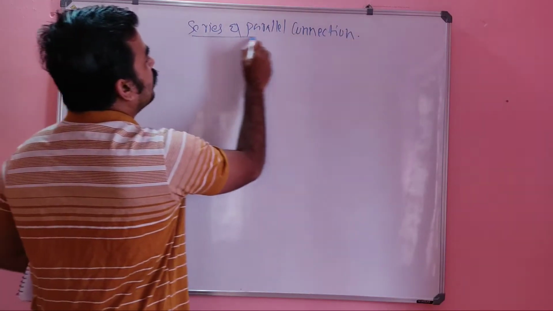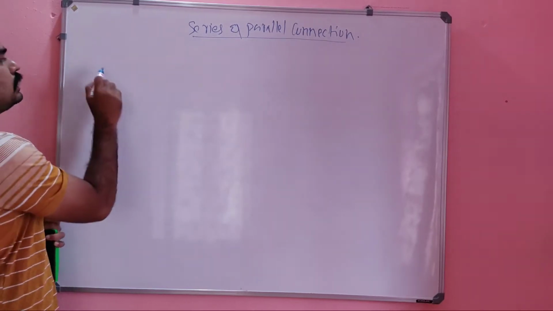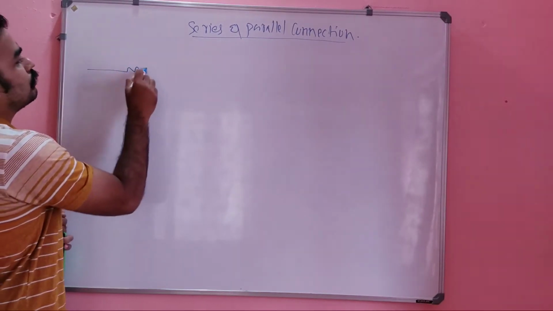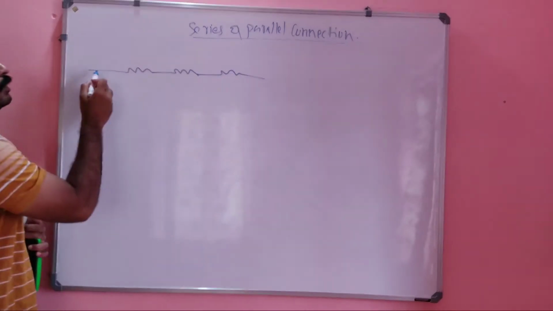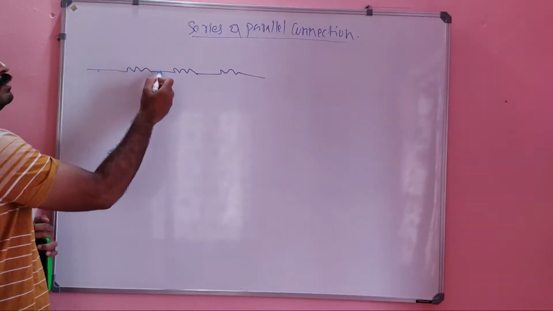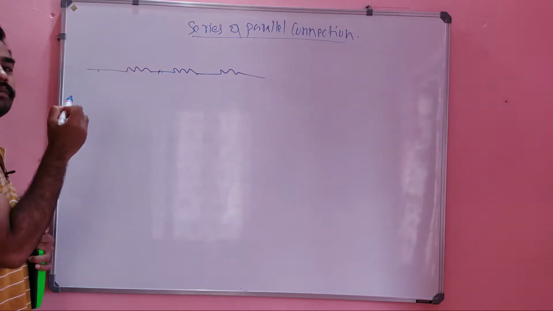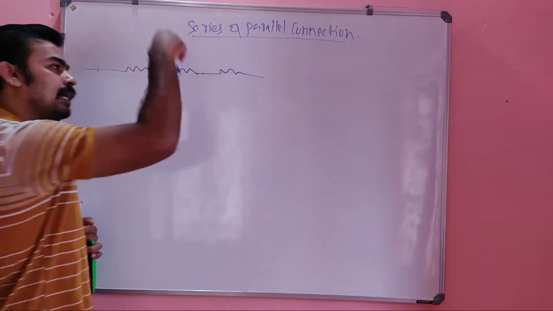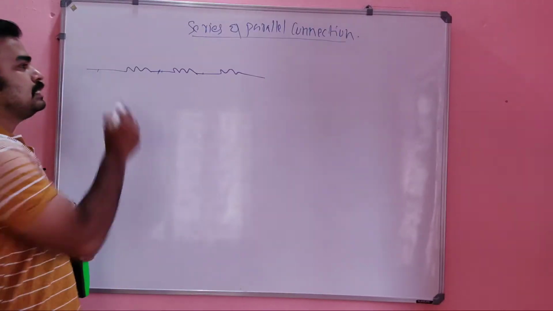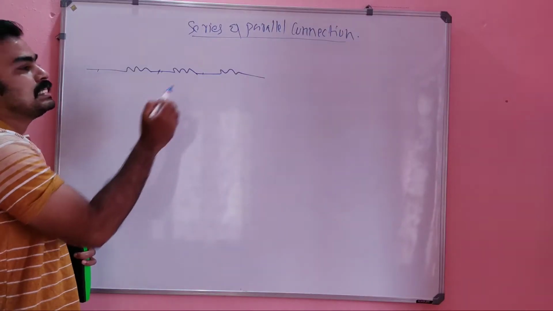So we know that in series connection it is an end-to-end connection. That is, the finishing point of one resistor is connected to the starting point of another resistor, and again the finishing point of that resistor is connected to the starting point of another resistor. So this end-to-end connection is called the series connection of resistors.